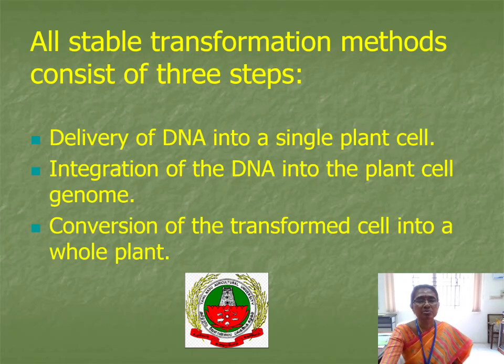All stable transformation methods consist of three important steps, namely delivery of DNA into a single plant cell, integration of DNA into the plant cell genome, and conversion of the transformed cell into a whole plant. So for this, we need to have a regeneration protocol for that particular plant species, or in other words, a plant tissue culture protocol for that particular plant species.